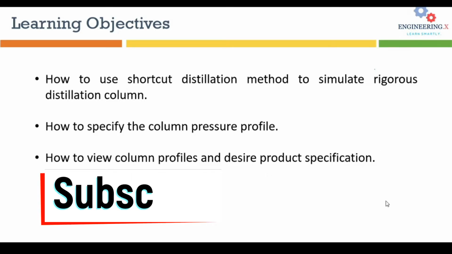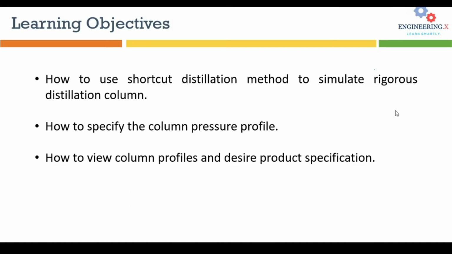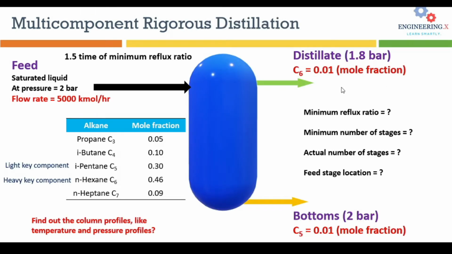To learn these concepts, we are going to solve a problem in DWSIM. The problem statement is there is a feed consisting of alkanes like propane, isobutane, isopentane, normal hexane and normal heptane at the following mole fractions which are given in this table. The feed is a saturated liquid which enters the distillation column at 2 bar pressure and 500 kilomole per hour flow rate.